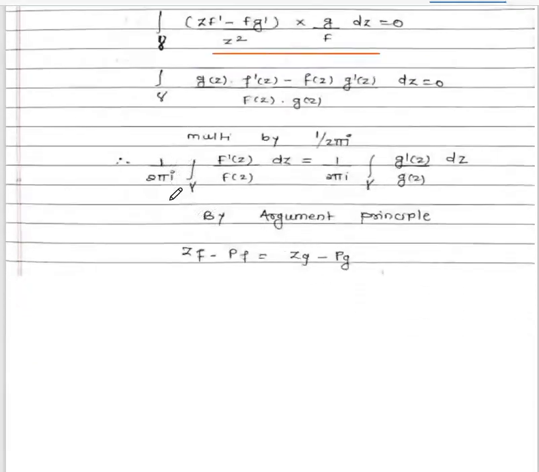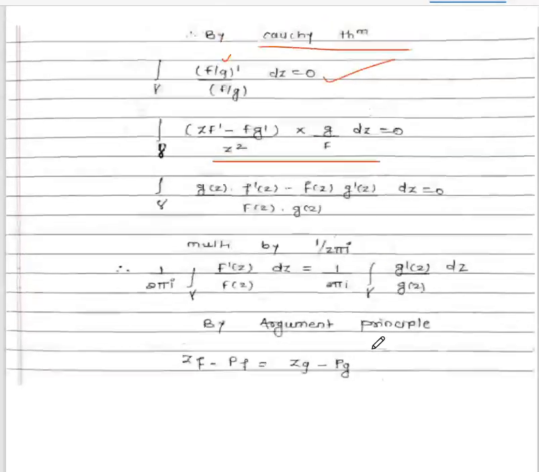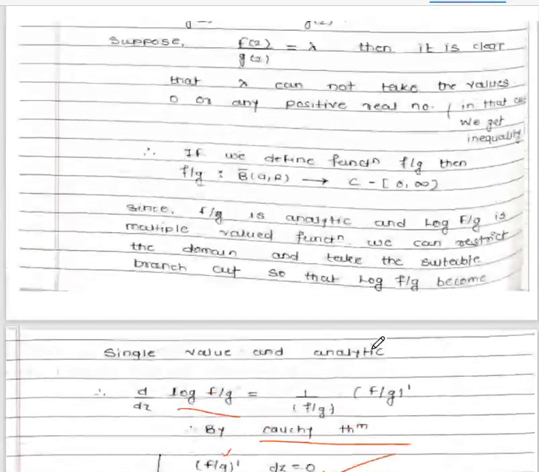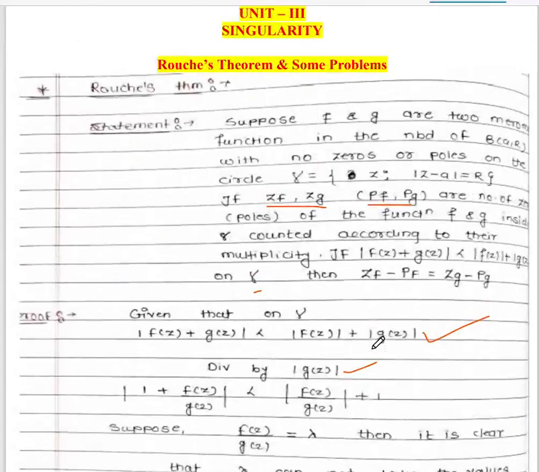So you will get 1 upon 2 pi integral over gamma f dash of z upon f of z dz equal to 1 upon 2 pi integral over gamma g dash of z upon g of z dz. So by using argument principle, we can write Zf minus Pf, which is equal to Zg minus Pg. So in this way we can prove the Rouche's theorem. This is a very simple proof of the Rouche's theorem.